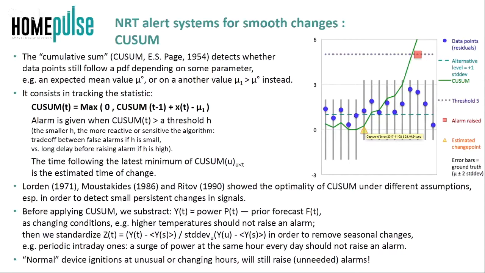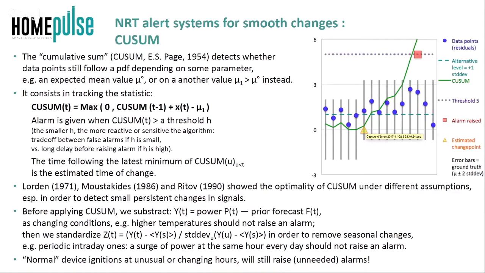Okay, and so under some specific assumptions, it can be shown that the cumulative sum algorithm is optimal, especially if we want to detect small persistent changes in signals. But an important point to explain is that we don't use the cumulative sum directly on the power consumption. We use a forecast and we subtract the forecast from the power consumption.